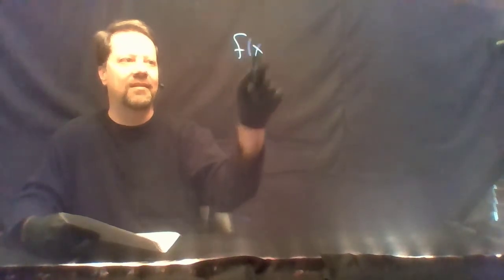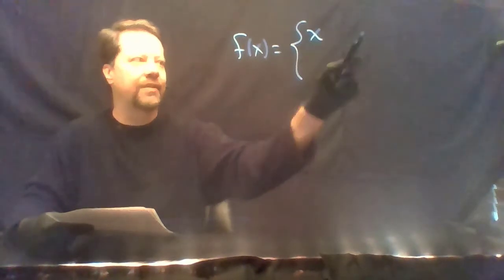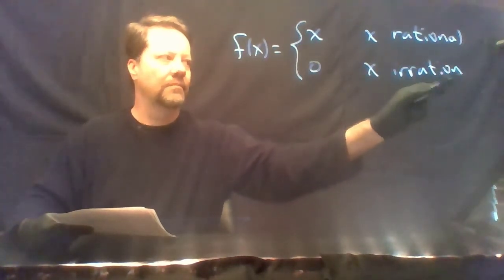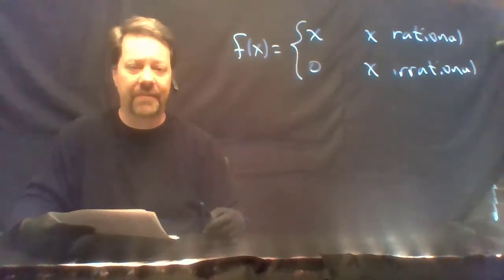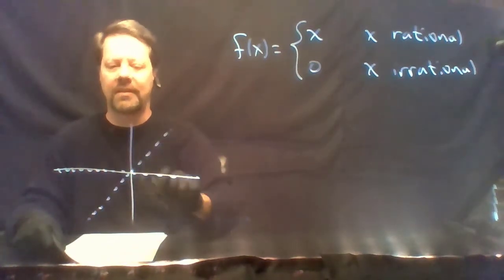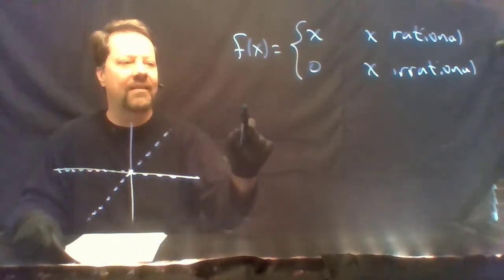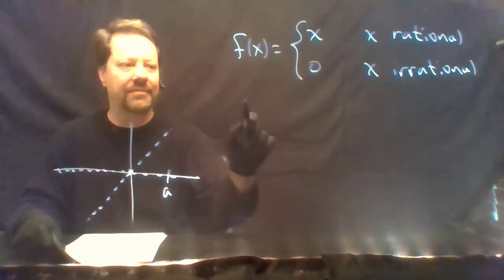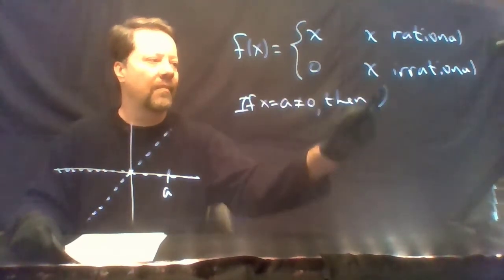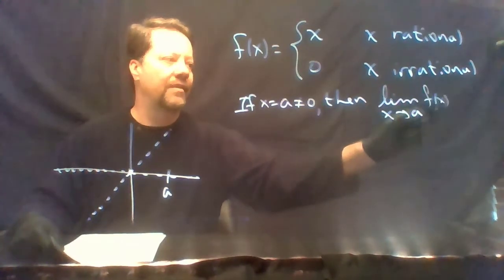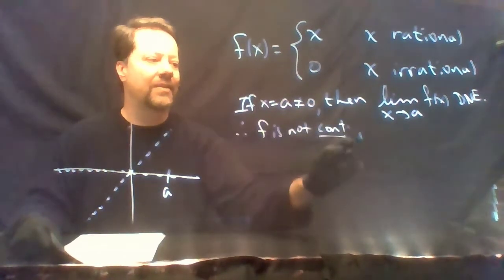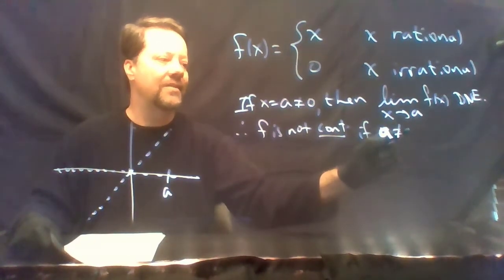On problem 16, we're asked to find the x values where the following function is continuous, and to justify our answer. This function is 0 on all irrationals and looks like y equals x on the rationals. There's only one point where this can be continuous. So note that the limit at any a not 0, the limit as x goes to a of this function does not exist. Therefore, f is not continuous if this a is not 0.